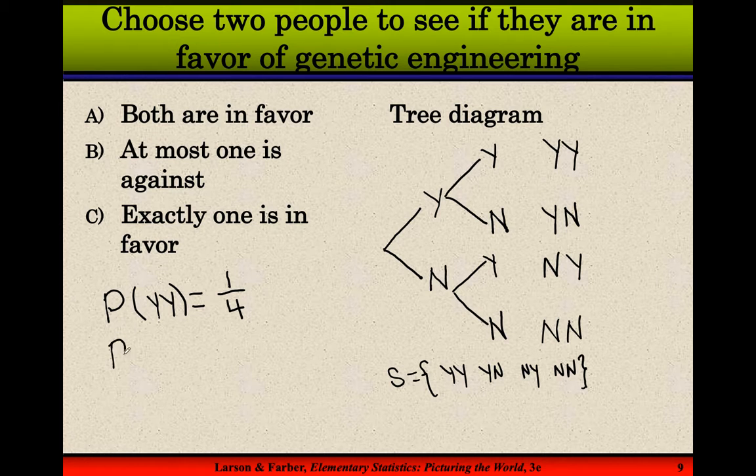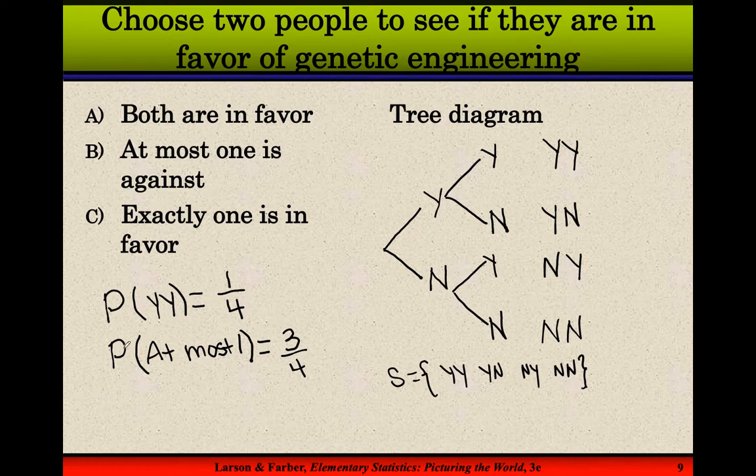What's the probability that at most one is against? Well, at most means you can't have more than one, but you could have less than one. So at most one is against means I can't have more than one no. So this outcome doesn't match the description of at most one, but these other three do. Because I could have 0 against, I could have 1 against, but not 2. So 3 of these outcomes fit our description here.